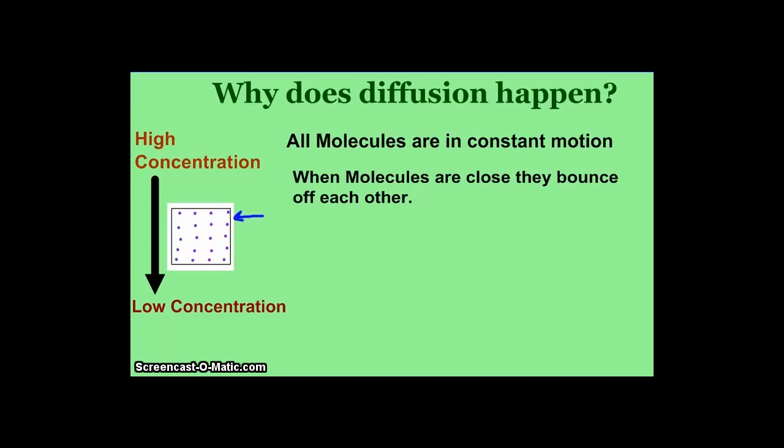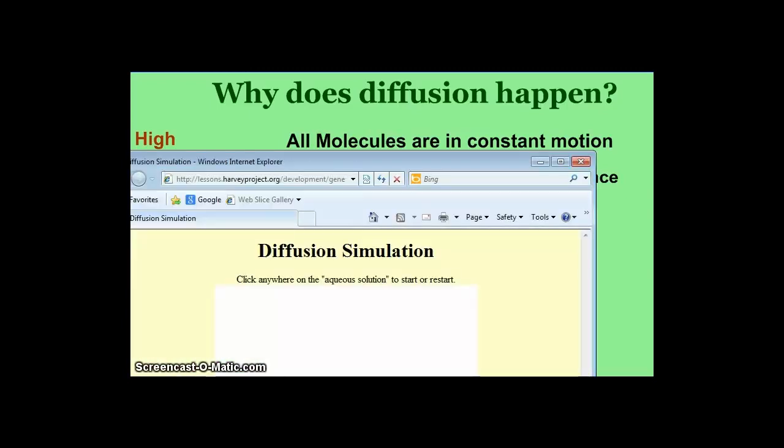And the last principle, which I've already addressed in our concept of what passive transport is, is that no energy is required for this to happen, because all molecules are in constant motion. That's just a fact. And when molecules are close together, they tend to bounce off each other. So I have a simulation that I'd like you to watch here.